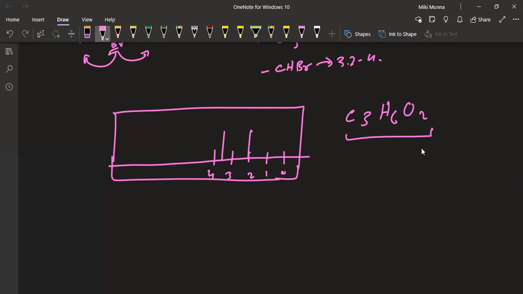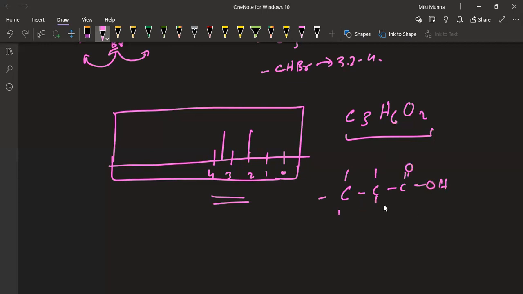So the molecular formula is given. Now we need to find simply what could be a possibility. There could be many isomers. We need to find one such isomer which has two chemical environments, each having just a singlet. So the singlets are there. So let's just simply draw the first one without having any sort of idea.